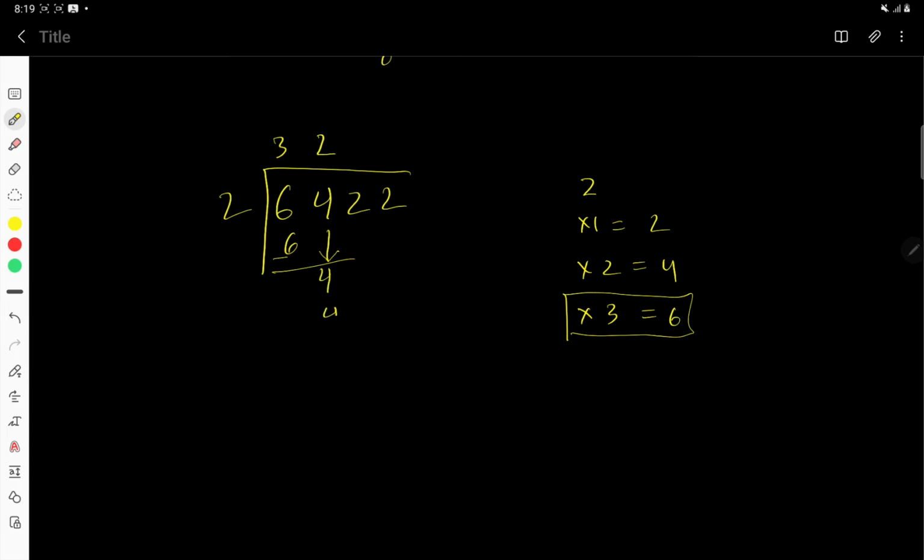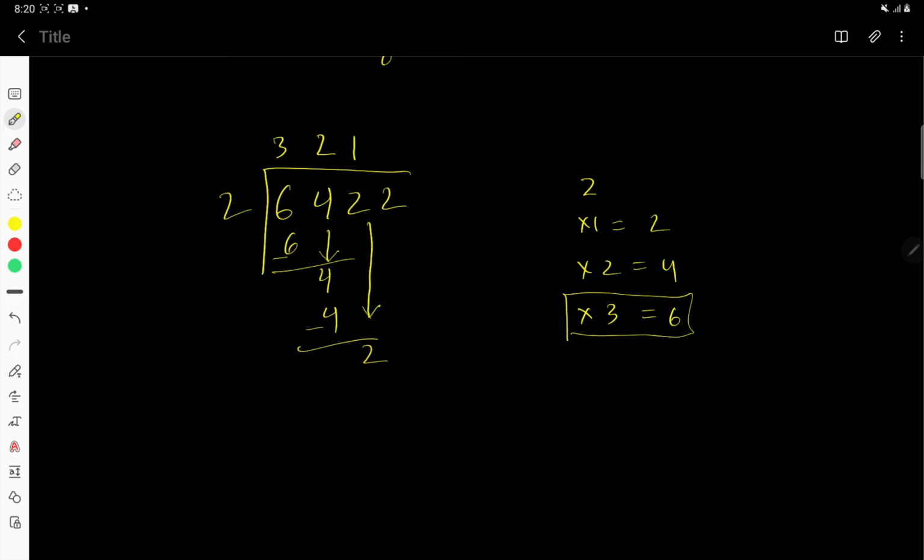2 times 2, 4. Right? If you subtract, then you are getting 0. Bring down this 2. This 0 doesn't have any value. So 2 goes into 2 how many times? 2 times 1. That gives us 2. So 2 goes into 2 1 time.